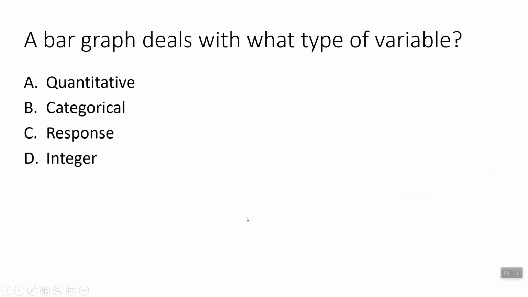All right, question for you guys. A bar graph deals with what type of variable? All right, well, hopefully you said categorical. Remember, it's categories, and we're counting how many times in each category.